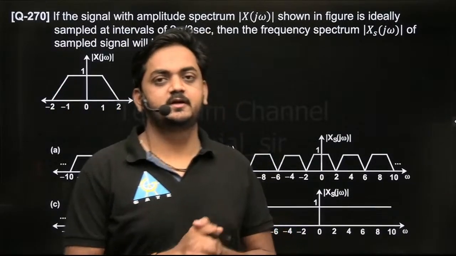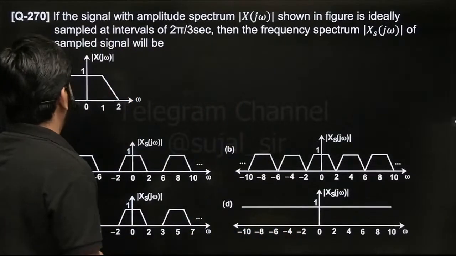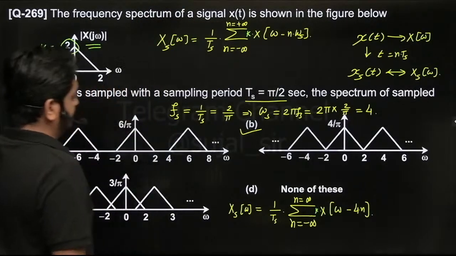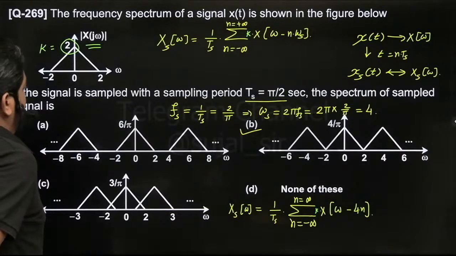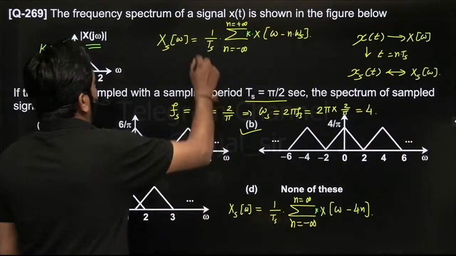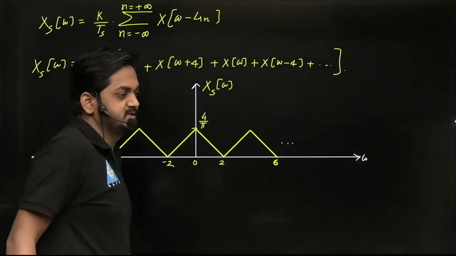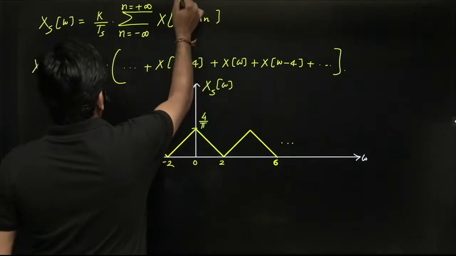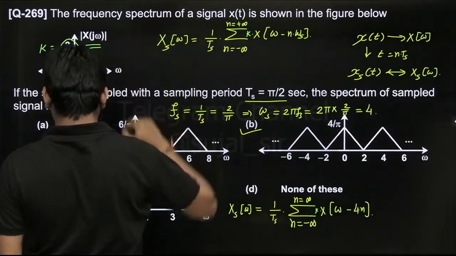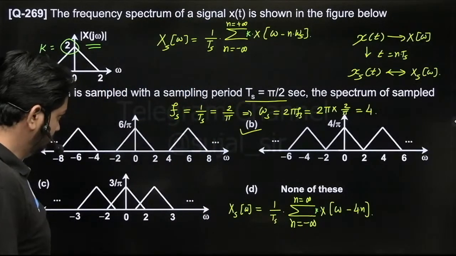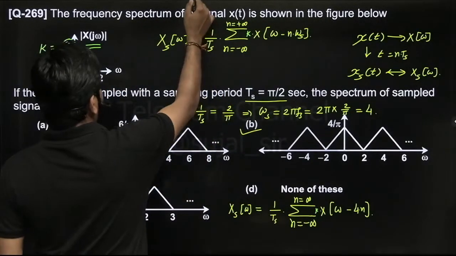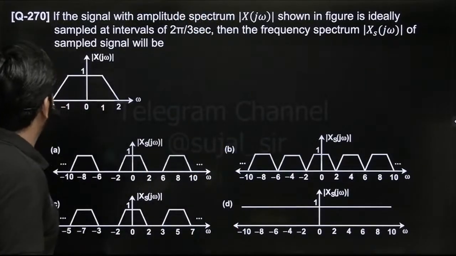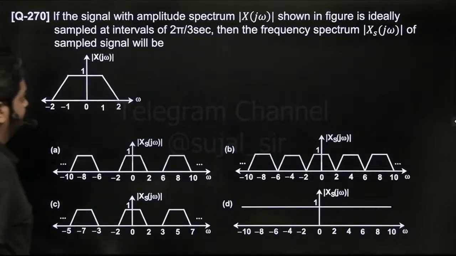Hello dear students, in this video lecture series we have already completed 269 questions. In the last class we started sampling and the sampling theorem. Now only two chapters are left: sampling and sampling theorem, and DFT, the discrete Fourier transform. So this was question number 269. Next is question number 270.